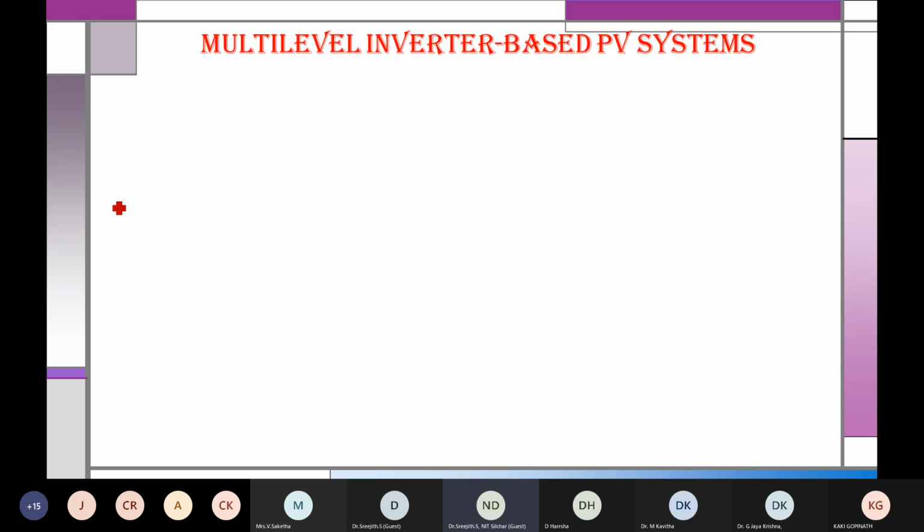So switching stress is less, harmonics is less. The output waveform is much closer to the sinusoidal waveform, and you can get more output voltage when you connect multi-level. More levels you can get in the output. So a lot of advantages are there with the multi-level inverters.